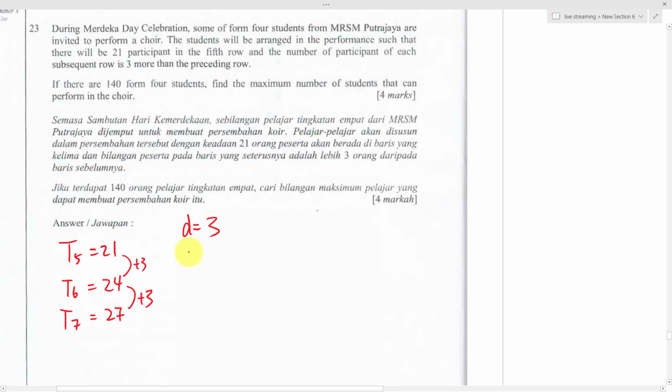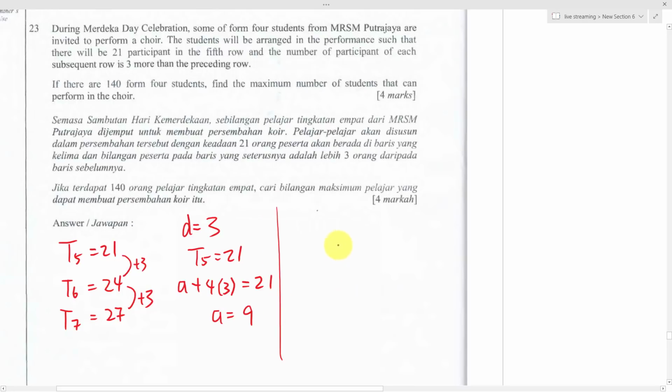And I can find my a easily because T5 equals 21. That means a plus (n minus 1)d equals 21, so my a equals 9. Alright, right now I have a and d already. When this question is a bit tricky is, they ask if you have 140 students, what is the maximum number of students that can actually perform in the choir? So basically, I guess maybe we need to find how many rows first.